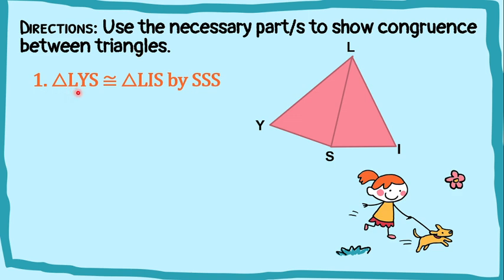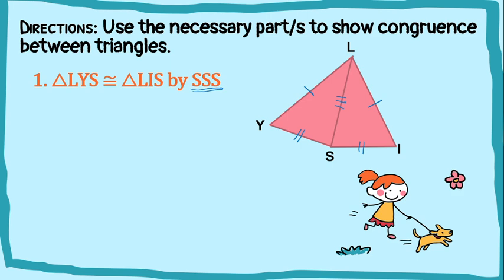So, number 1, we have here triangle LYS is congruent to triangle LIS by SSS. So, ang gagawin natin is papakita natin yung mga parts na congruent given yung ating postulate. So, dito, SSS. So, side, side, side. So, para hindi tayo mahirapan, ang gawin natin is lagyan natin ng markings yung given na triangle. So, from here, we have LYS. So, pwede natin sabihin na yung side LY is congruent to side LI. And then, yung YS natin, side YS, ay congruent sa side IS. And yung ating LS, yung nasa gitna, congruent siya. Then, saka ngayon natin i-write yung mga parts.